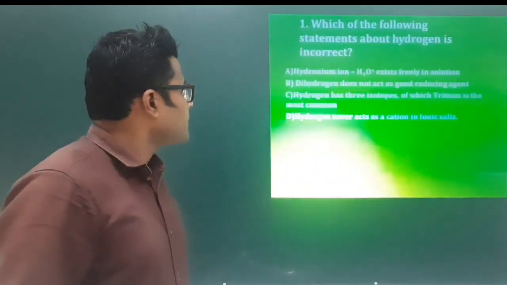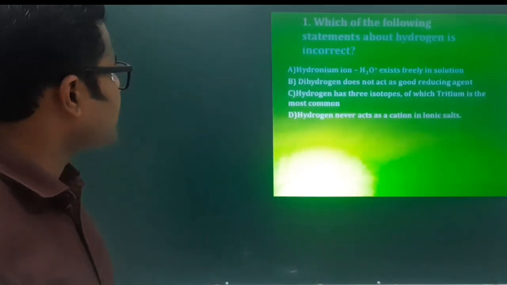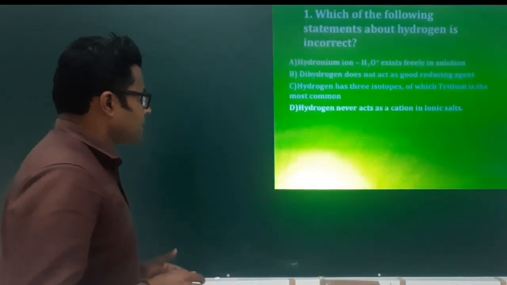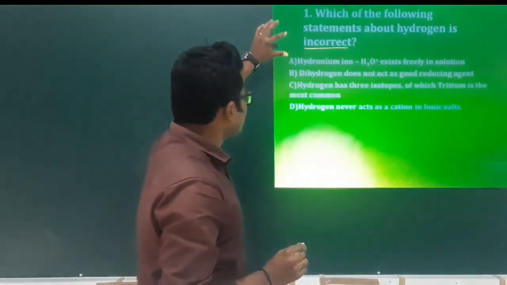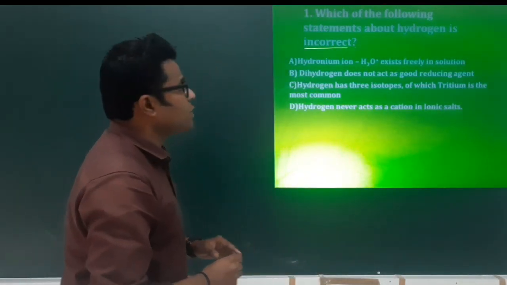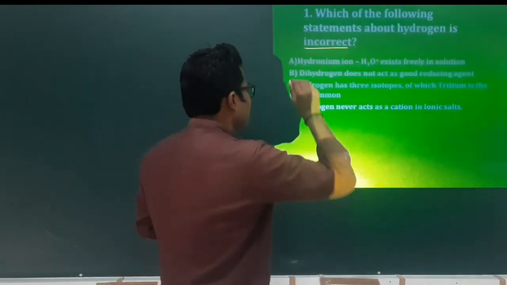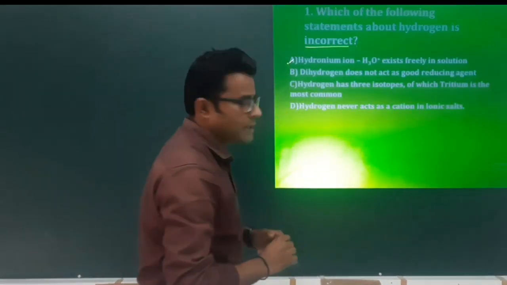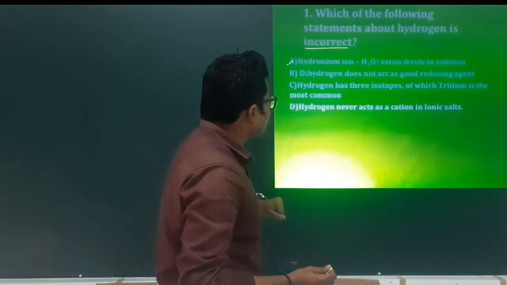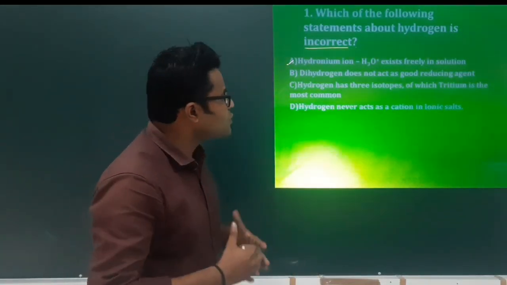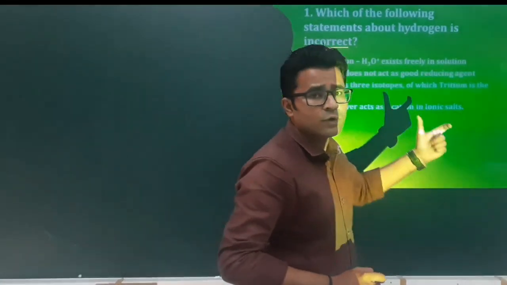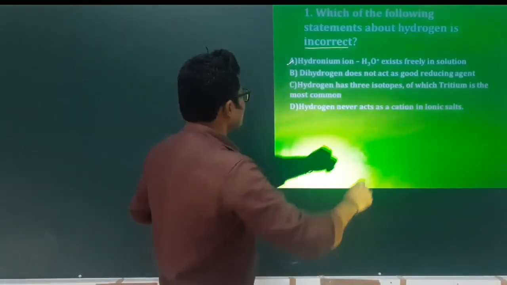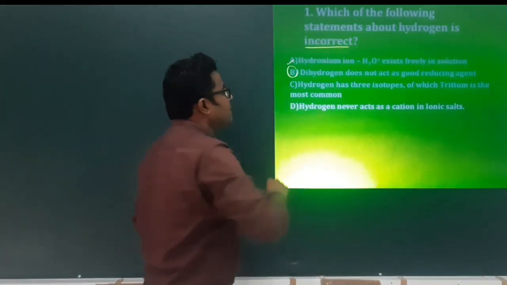Question: which of the following statements about hydrogen is incorrect? They are asking which statement is incorrect, not correct. Option A, hydronium ion, H3O+, exists freely in solution. Actually, this is correct. Option B, dihydrogen does not act as a good reducing agent. Actually, dihydrogen acts as a very good reducing agent, so we are doubtful about this option B.